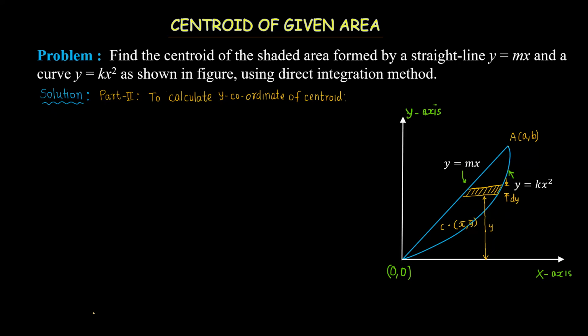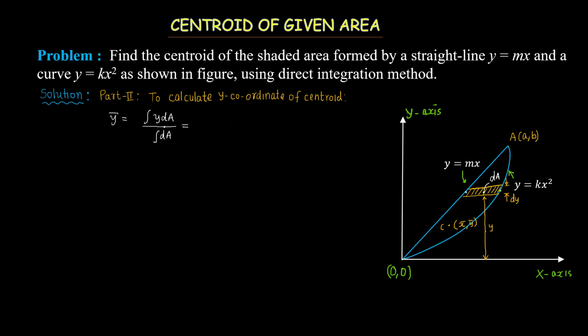So the calculus is very simple, friends. The y coordinate of the centroid, that is y bar, is given by the integration of y dA divided by the integration of dA. Whatever thin strip we have taken, this one, has a very small area. The area of this thin strip is dA, infinitesimally small.